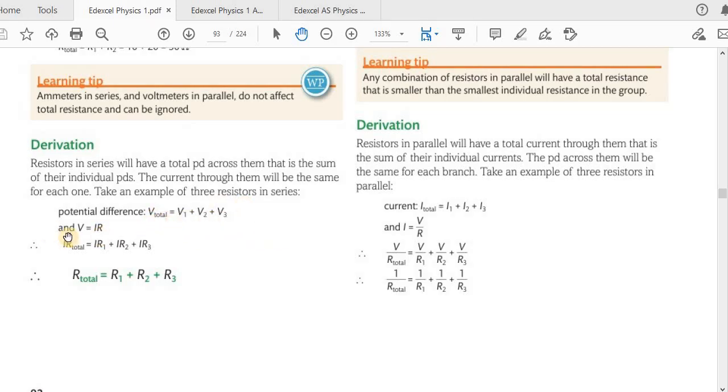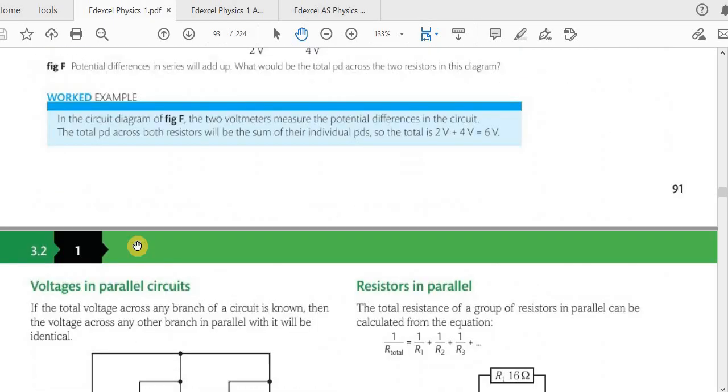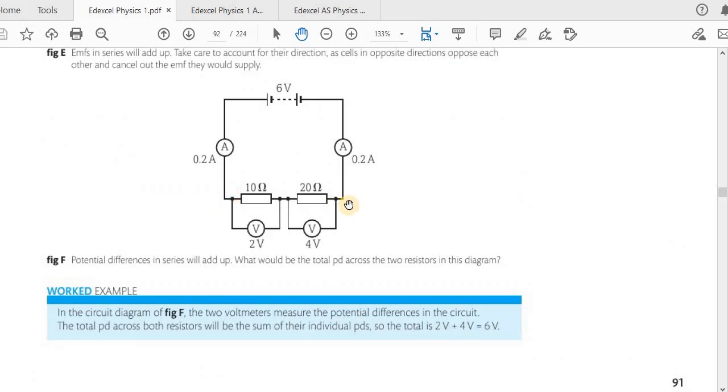Okay, so we have this, then V equals IR, Ohm's law equation. Now here for this we can write I times the total resistance. So it's the same current because we are considering this point and this point. From this point to this point there is no branch, no current flows through the voltmeter. So whatever current flows through this flows through that.